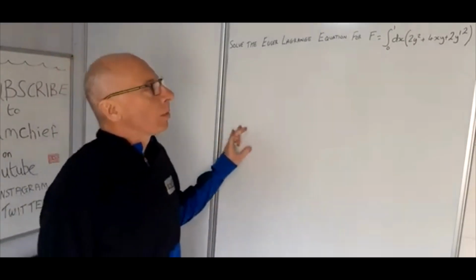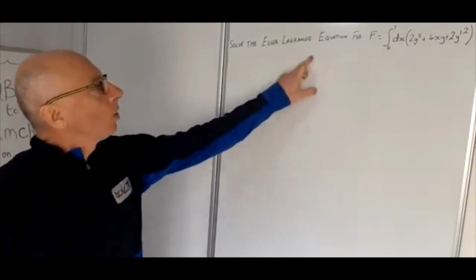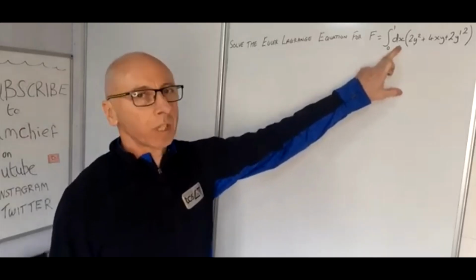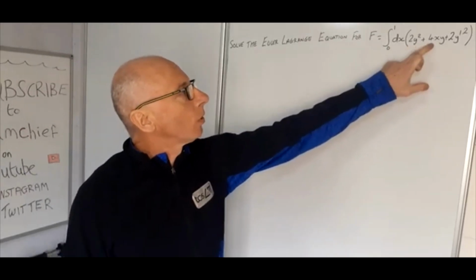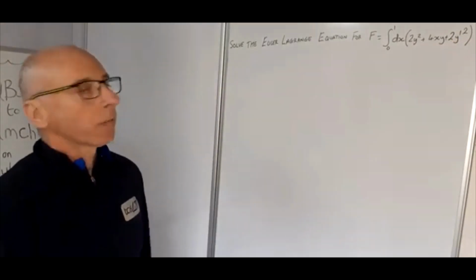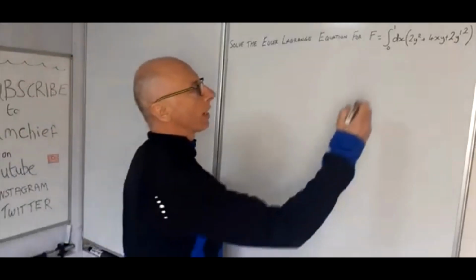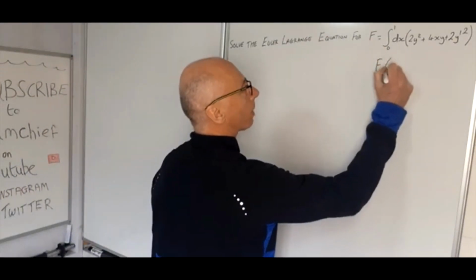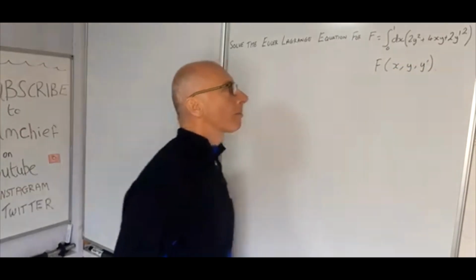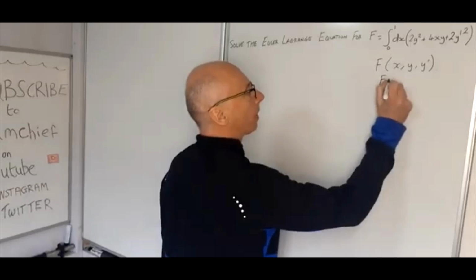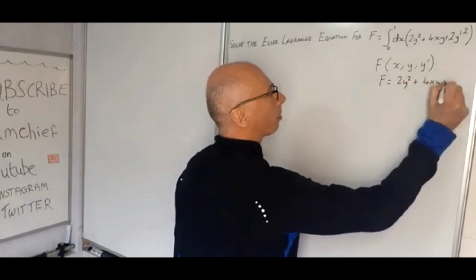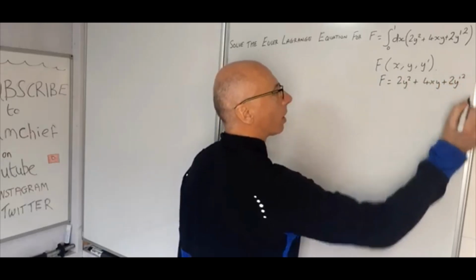Okay, so we've got a multivariable calculus question here. We're going to solve the Euler Lagrange equation for this functional here, which is the integral from 0 to 1 with regards to x of 2y squared plus 4xy plus 2y prime squared. So we've got three variables in here. Our functional is made up of x, y, and y prime, where f equals 2y squared plus 4xy plus 2y prime squared.